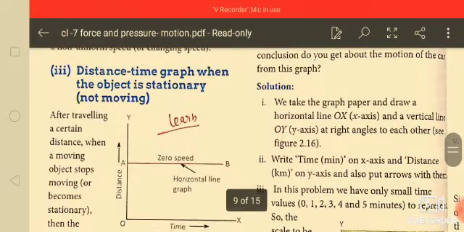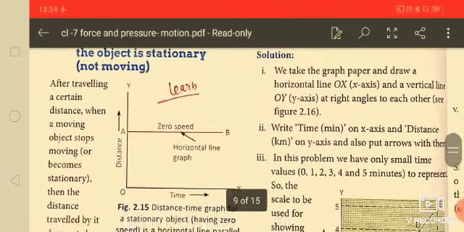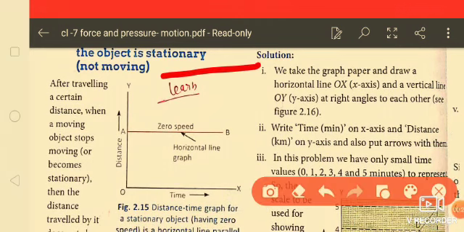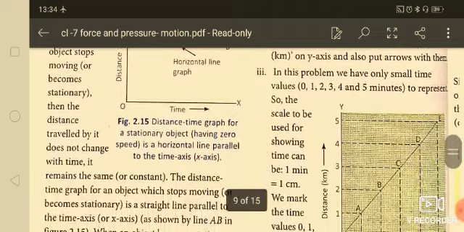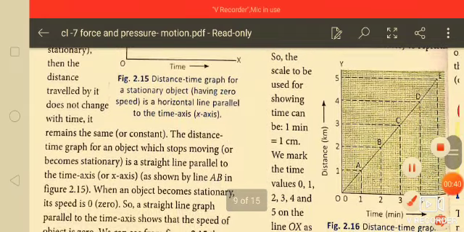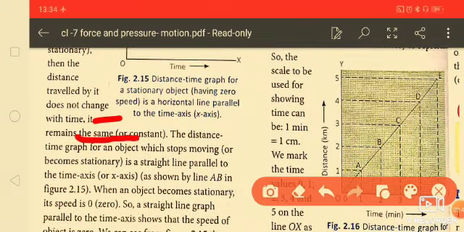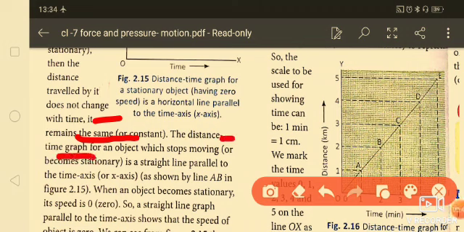The third one is the distance-time graph when the object is stationary, that means it is not moving. After a certain interval, when a moving object stops moving and becomes stationary, the distance traveled by it does not change with time and remains the same or constant. The distance-time graph of an object which becomes stationary is a straight line parallel to the time axis, that is denoted on the x-axis, as shown by AB in figure 2.15.